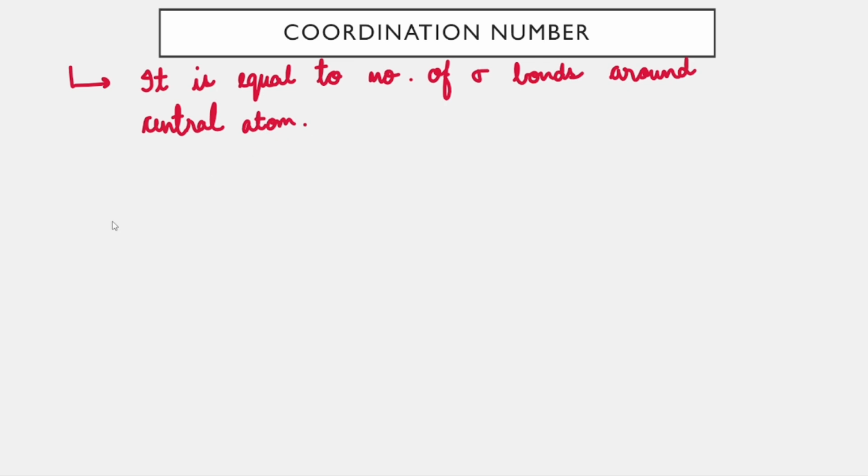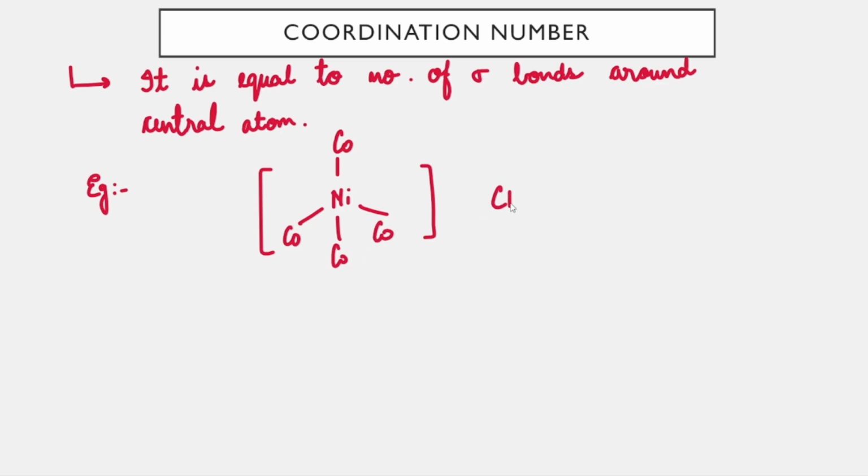For example, let's take this compound, Ni bonded to carbonyl groups. Here we have 4 sigma bonds, 1, 2, 3 and 4. So the coordination number will be 4, which is a tetrahedral structure. But we cannot always predict it the same way. So this is one way to find the coordination number.